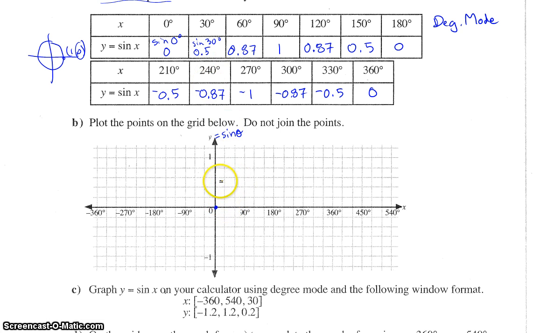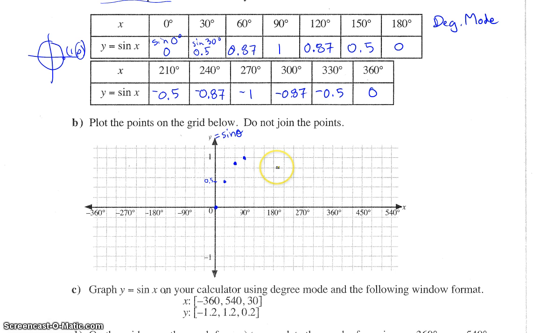Okay, and at 30 degrees, that'd be the first square. We'd be at 0.5. So we have 1, 2, 3, 4, 5 tick marks to get to 1, so 0.5 would be about at 2.5 tick marks, so we'd be about here. Okay, 0.87 at 60 degrees, that'd be the next square. If there's 5 squares, each one would be about 0.2. That's 1 divided by 5. 0.2, 0.4, 0.6, 0.8, 0.87, somewhere in here. And at 90 degrees, we're now at 1.